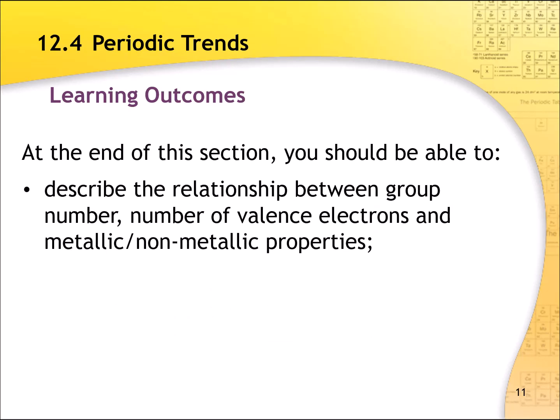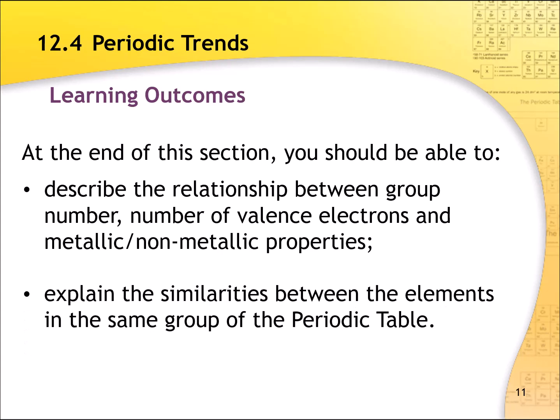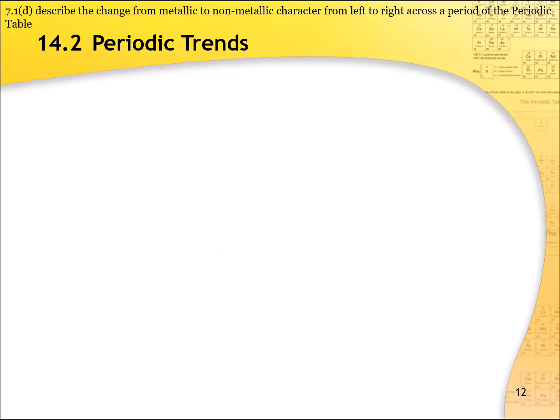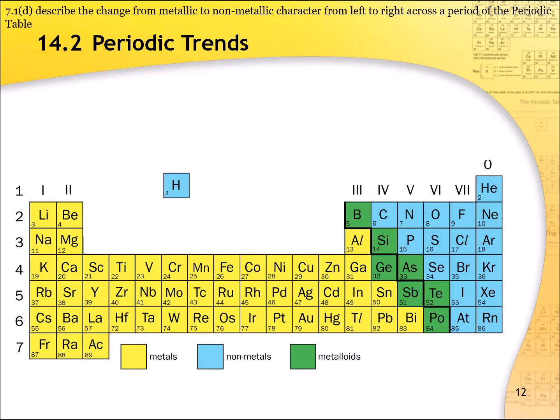And describe the relationship between the group number of valence electrons and the metallic and non-metallic properties, and explain the similarities between the elements in the same group of the periodic table. So this is a simplified periodic table showing you only the proton number.